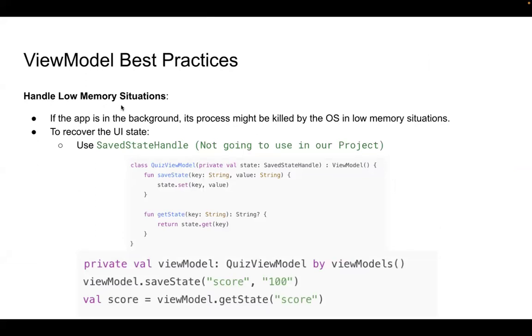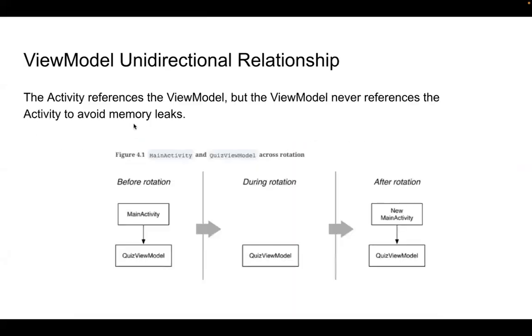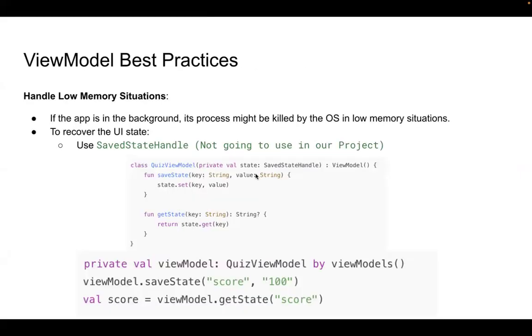So, view model best practices. If the app is in the background, its process might be killed by the OS in low memory situations, so you need to recover the UI state, right? So for example, the view model does work well with the rotation. But if the app is in the background and your phone has low memory, then this process might be killed by the operating system, right?